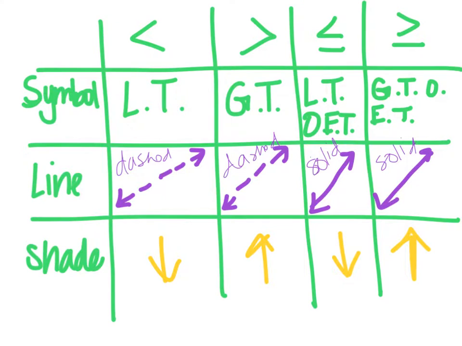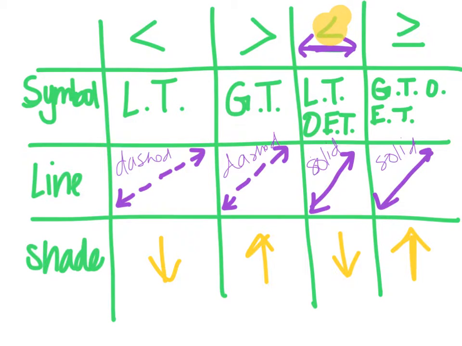It's important to review our symbols, so just remember that if you have a less than sign that's made with your left hand, it's going to be a dashed line and we're going to shade down. If you have a greater than sign, again, it's a dashed line and you're going to shade up. If you have less than or equal to, your line is solid. The reason it's solid is because it was equal to, so that part of it makes it solid. And then that less than part is going to tell us to shade down.